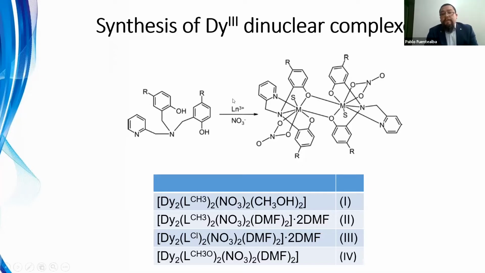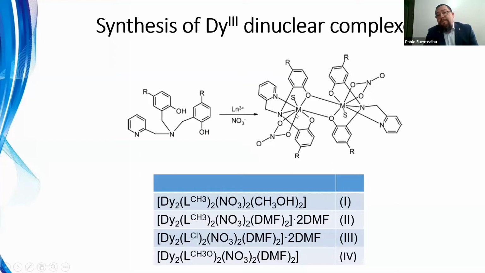In this case, we have synthesized this ligand that possesses 4 donor atoms, 2 nitrogen atoms, and 2 oxygen atoms. These phenol oxygen groups are deprotonated in the synthesis, and these 4 donor atoms are coordinated to the lanthanide cation, as is shown in this diagram. We can see that these 2 nitrogen atoms are coordinated to the metallic center. The oxygen of one of the phenolic groups is directly coordinated, while the other one is bridging the 2 metallic centers.